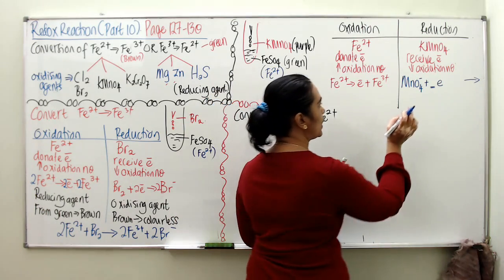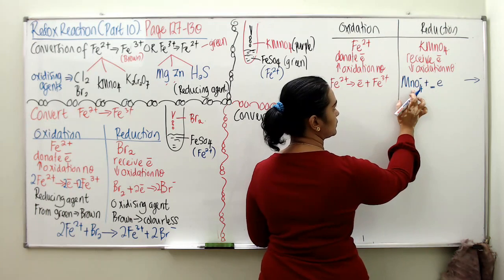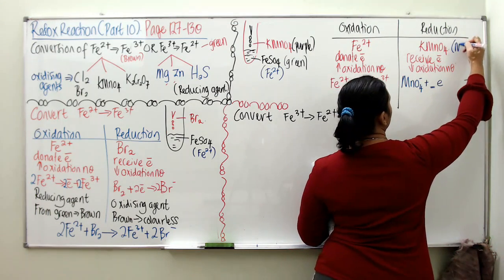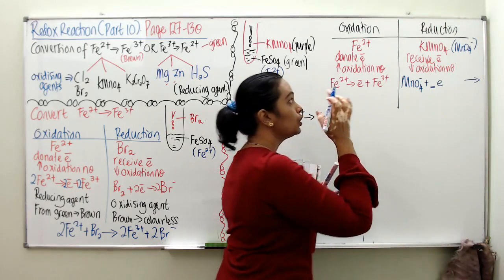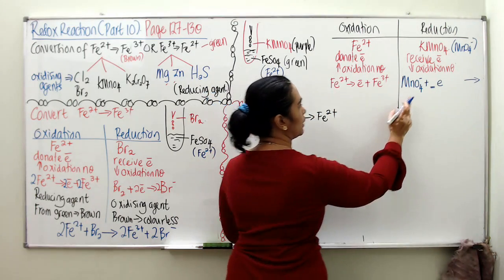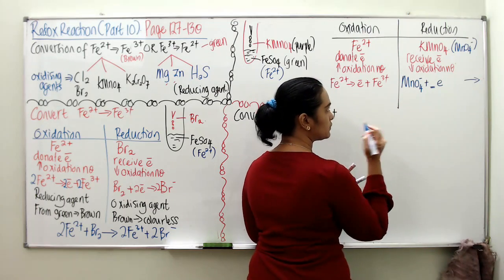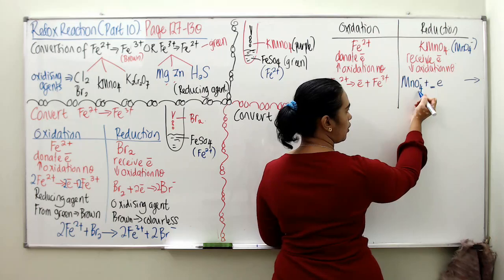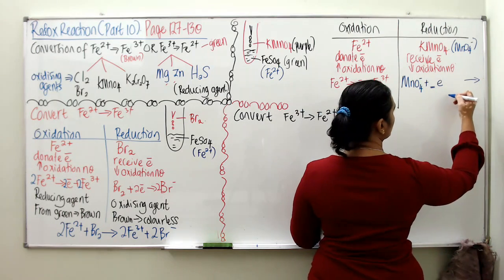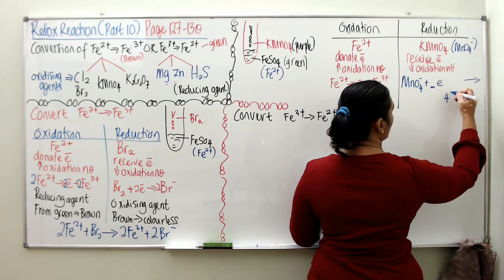Now why I am not writing potassium manganate, you can even write here manganate ion. Manganate 7 ion goes through reduction, no problem. Now first thing first, can you see how many oxygen is here? The moment you see 4 oxygen, you know that you are supposed to produce 4 water.